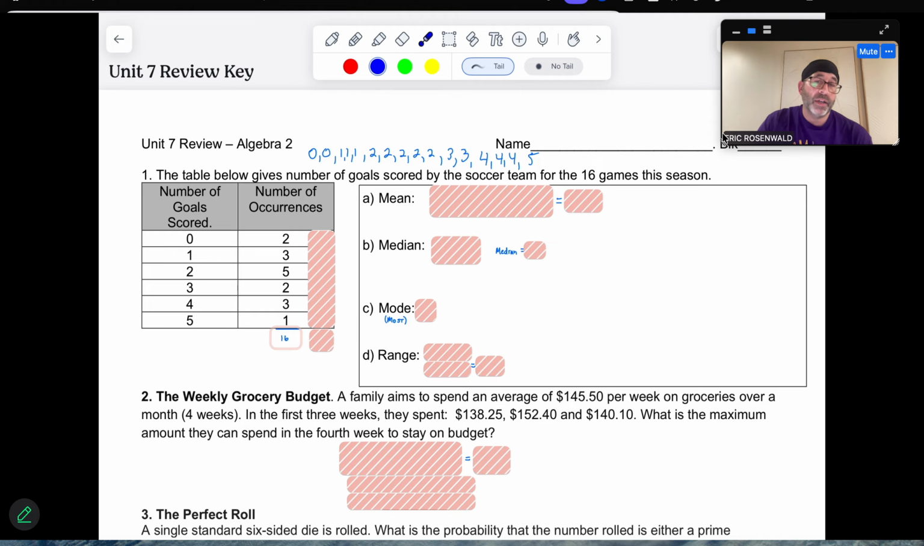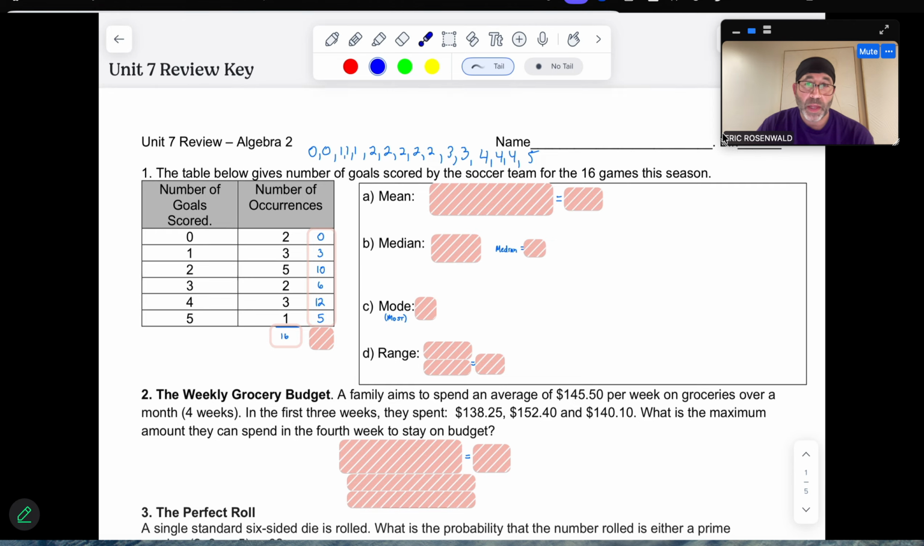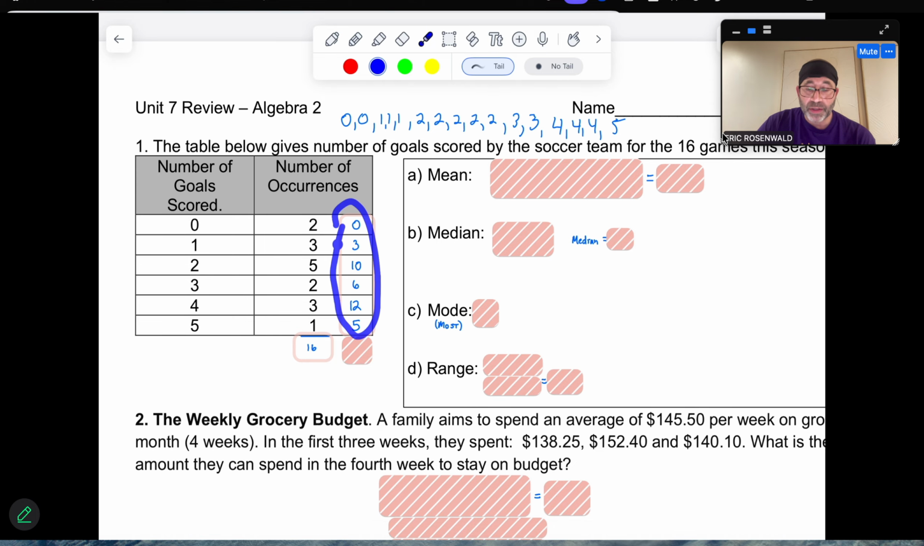If I'm going to add all these together, I can really just multiply. If there's 0 happening twice, that's 2 times 0. If I have a 1 happening 3 times, this is 1 times 3. If I have a 2 happening 5 times, this is 2 times 5. I can keep doing this throughout the whole thing. Multiplying each one gives the total number of goals scored: 0, 3, 10, 6, 12, and 5. If I add these together, there are 36 goals that were scored.